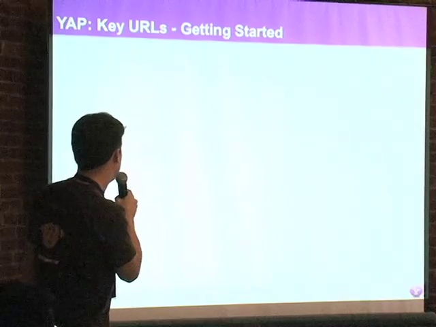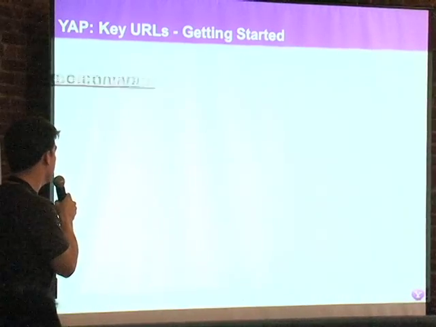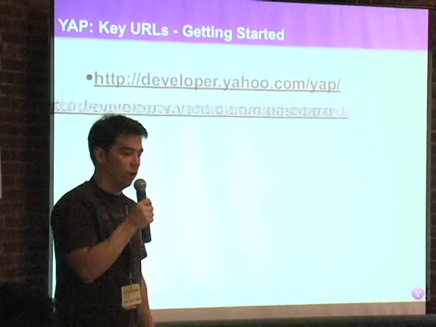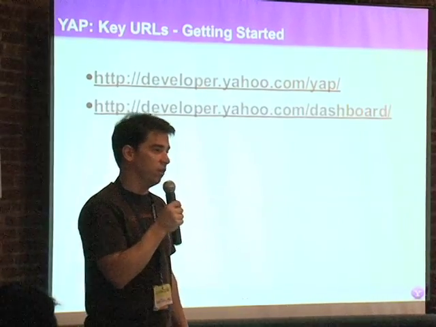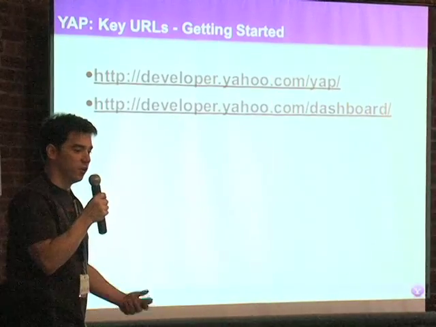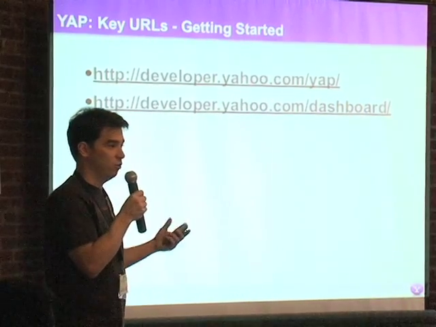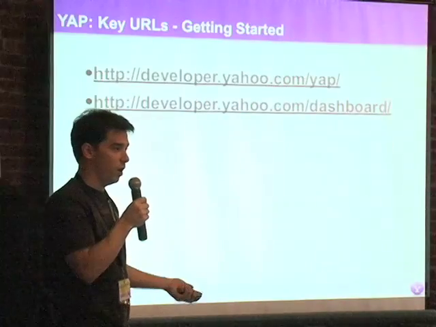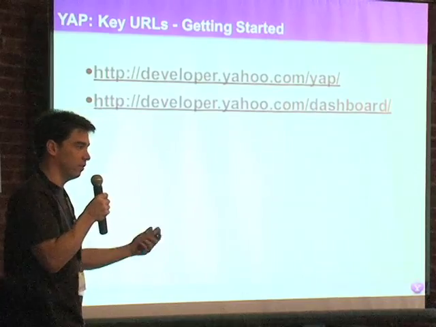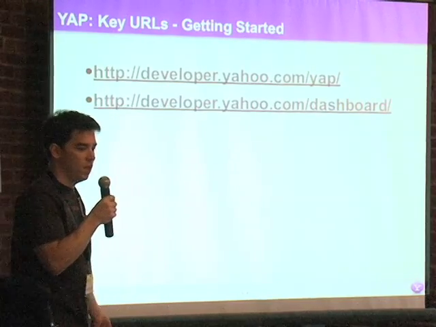So what are the key URLs for you to remember? First of all, if you want to find out about Yap, you go here. Once you've got a user ID for Yahoo, if you don't already, you can then go to the dashboard and create new Yap applications, new OAuth-only applications, and some of our older applications, things that use BBAuth.